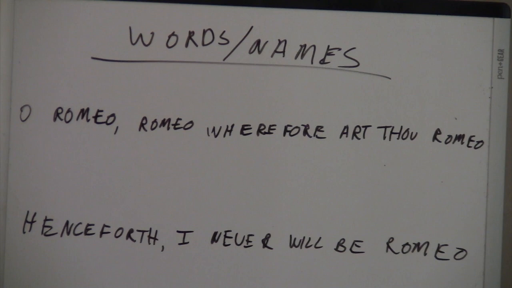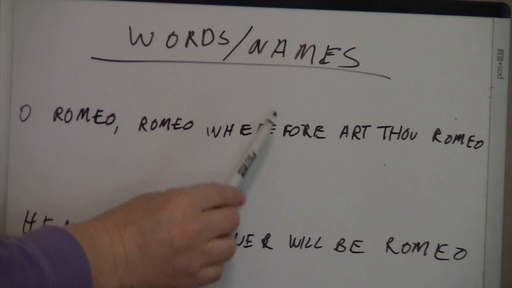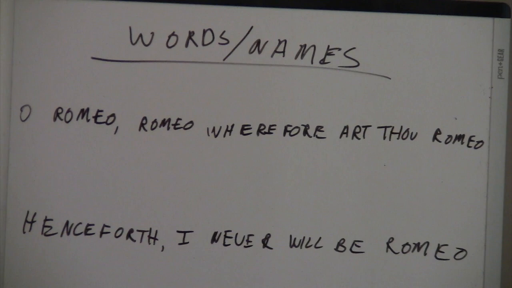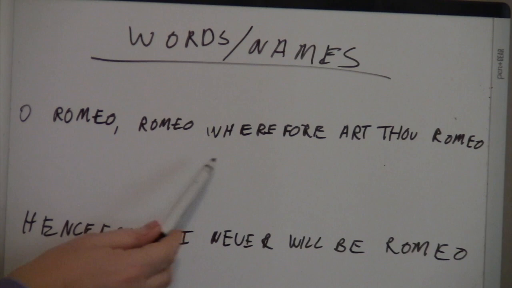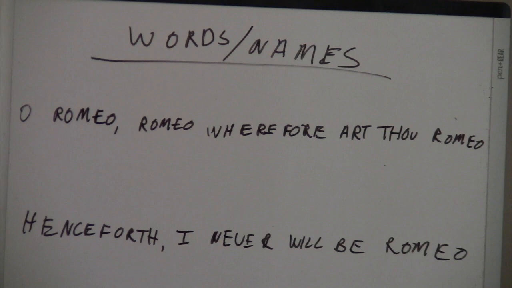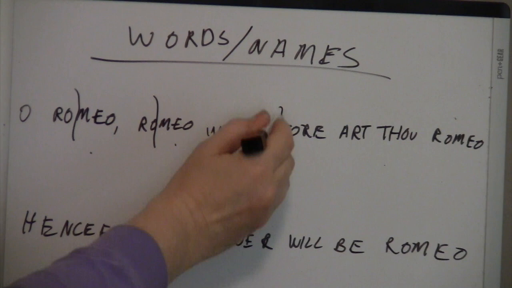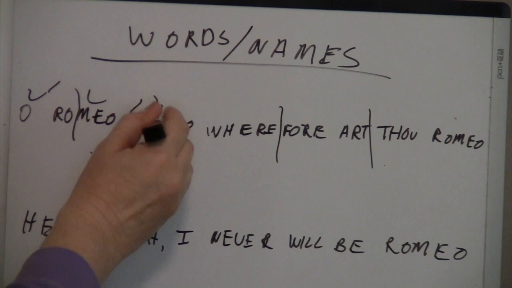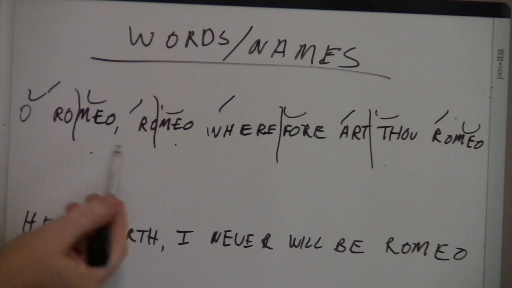So let's take a look at this very famous line, O Romeo, Romeo, wherefore art thou, Romeo? And let's go ahead and make Romeo three syllables, and let's see if that scans. O Romeo, Romeo, wherefore art thou, Romeo? That doesn't work very well. Now let's make Romeo two syllables. O Romeo, Romeo, wherefore art thou, Romeo? And again, you have that ending, which we'll talk about in a second. O Romeo, Romeo, wherefore art thou, Romeo? So in this verse line, Romeo is two syllables. And that's how you have to pronounce that.